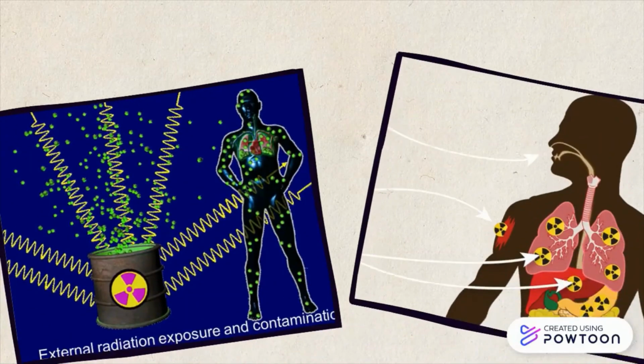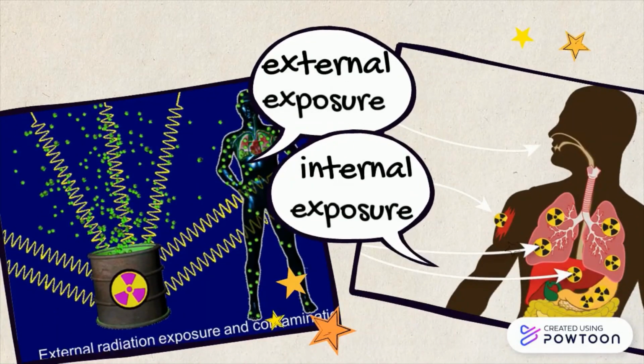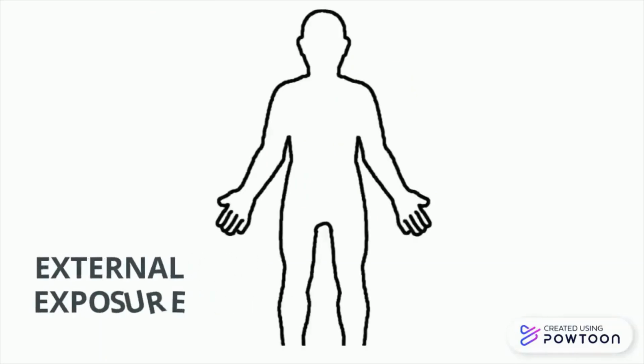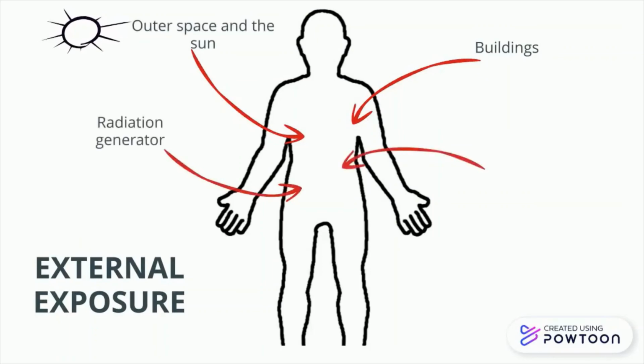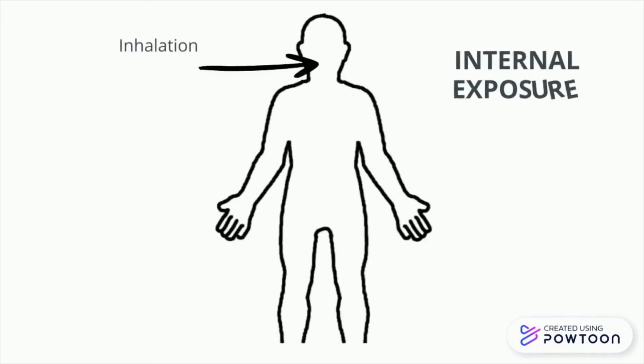Next, I will explain about internal exposure and external exposure. External exposure means that the body receives radiation that comes from radioactive materials in the external environment. Internal exposure is radiation that is emitted within the body.